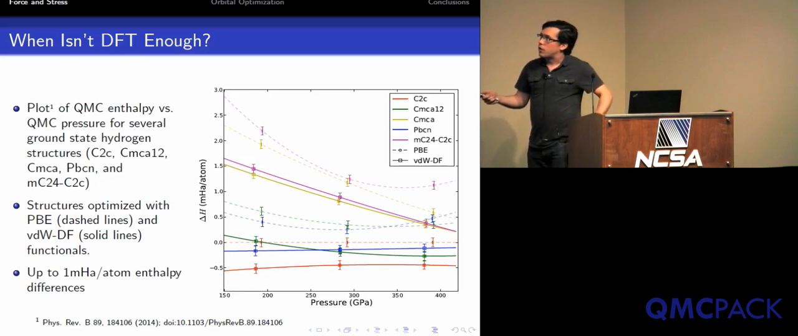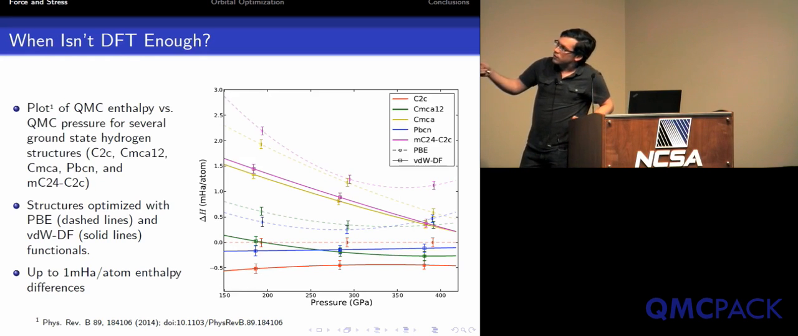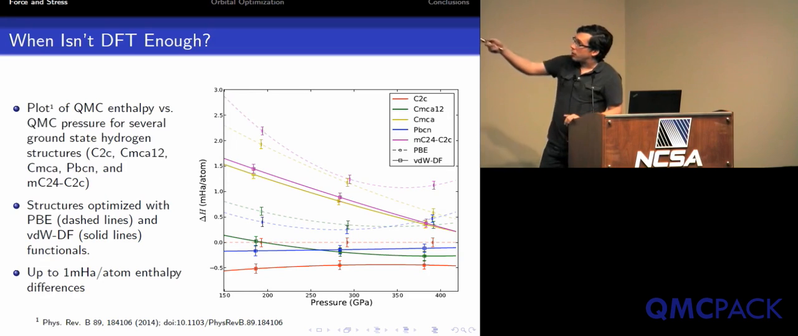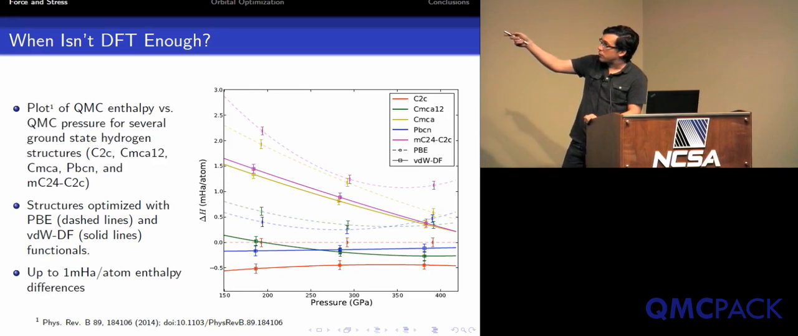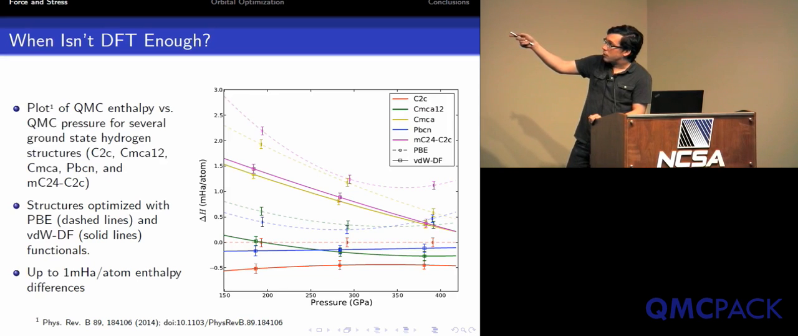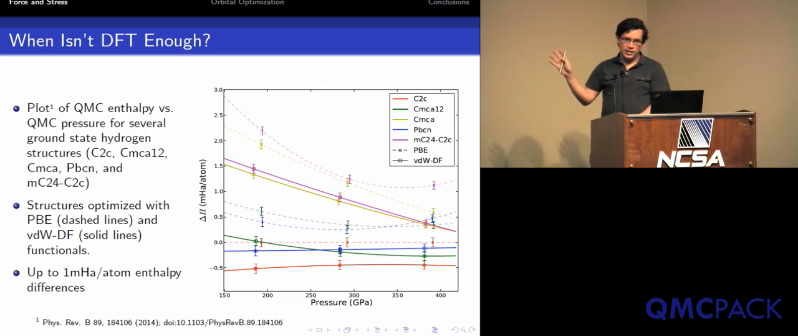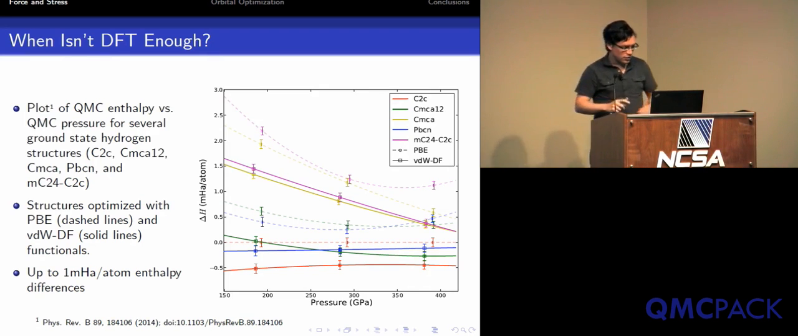And so one of the things you'll notice is not only are all these lines shifted by between half a millihartree to a millihartree, but many of these errors are not self-canceling. Particularly over here, you would expect these two structures to become degenerate using DFT structures within the van der Waals DF framework, but over here, the difference is over half a millihartree, which is pretty fatal given the enthalpy scales here for these sorts of phase transitions.